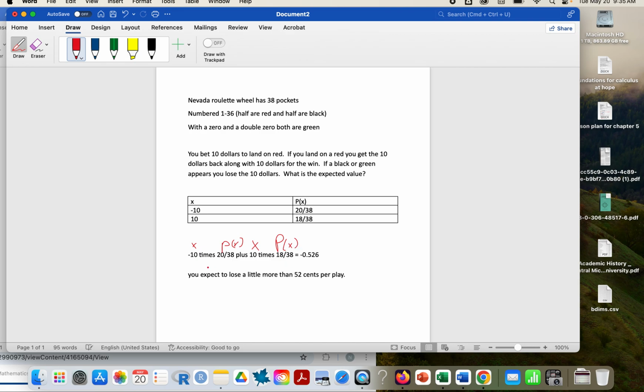Okay. Now, if you crunch that into your graphing calculator, you're going to get a negative 0.526. And what that means is that you're going to expect to lose more than 52 cents per play. Not fair. Fair would be 0. Half the time you win, half the time you lose.